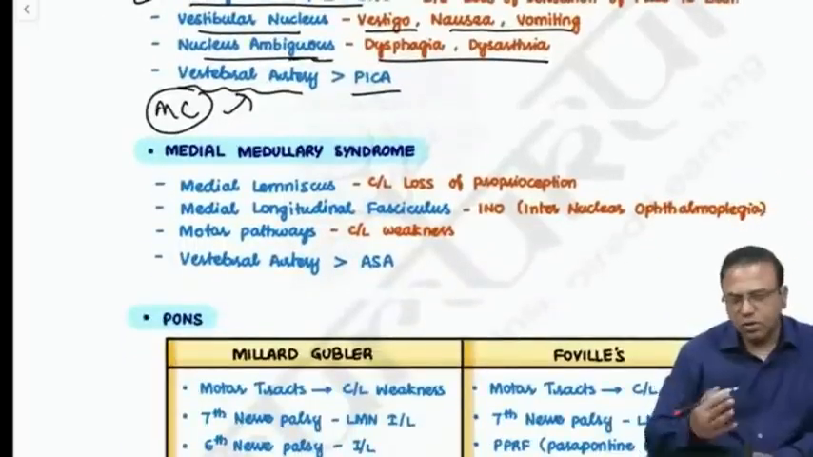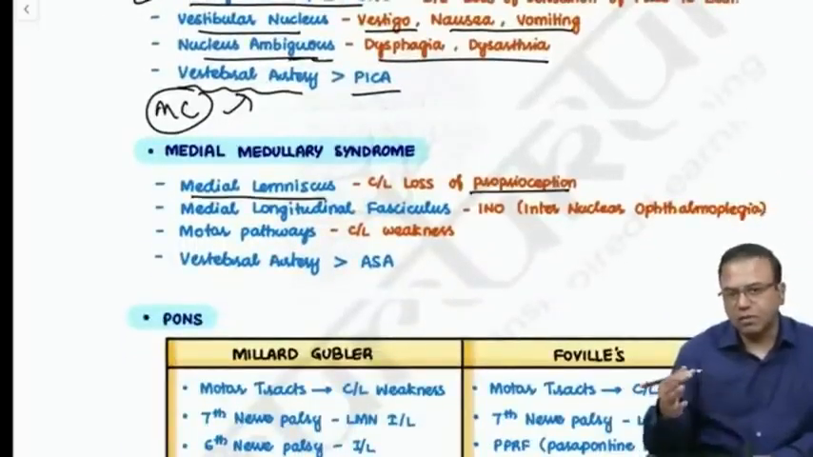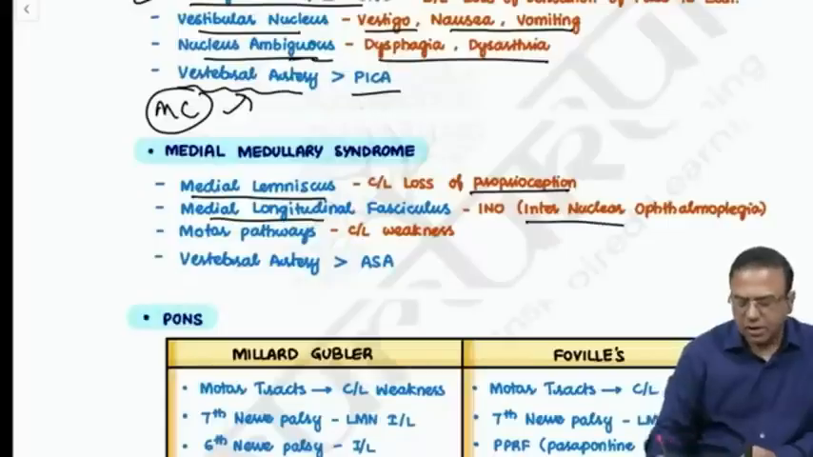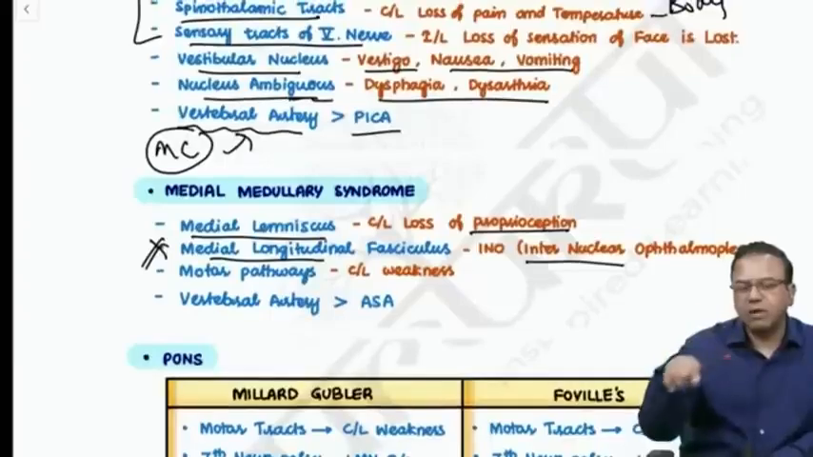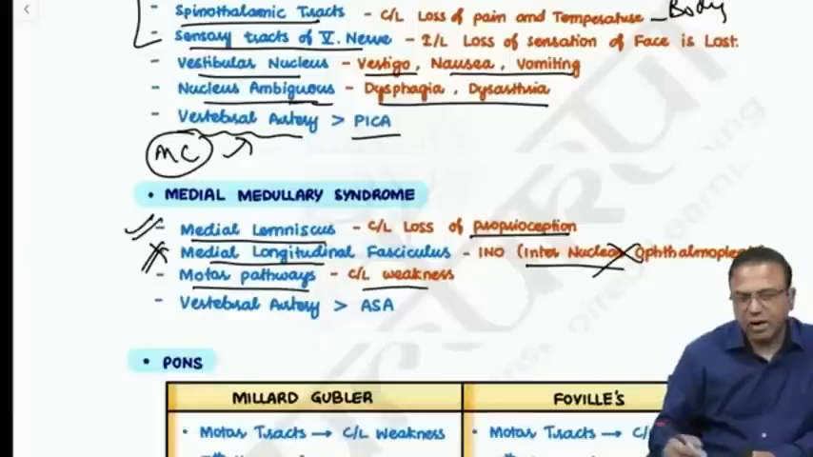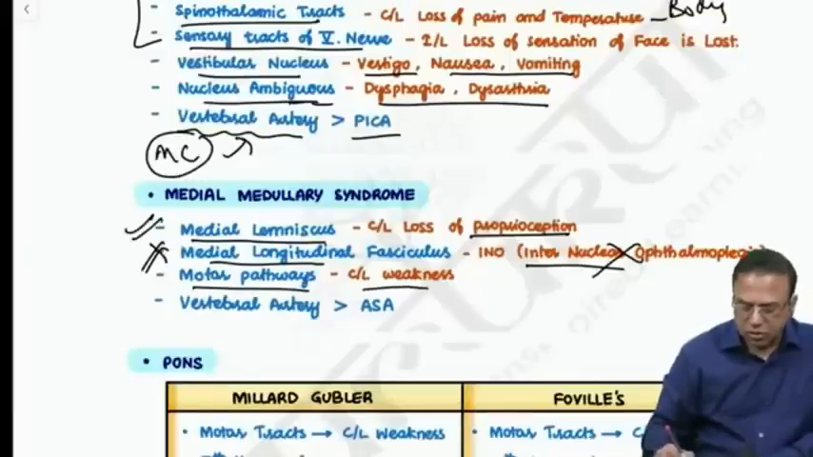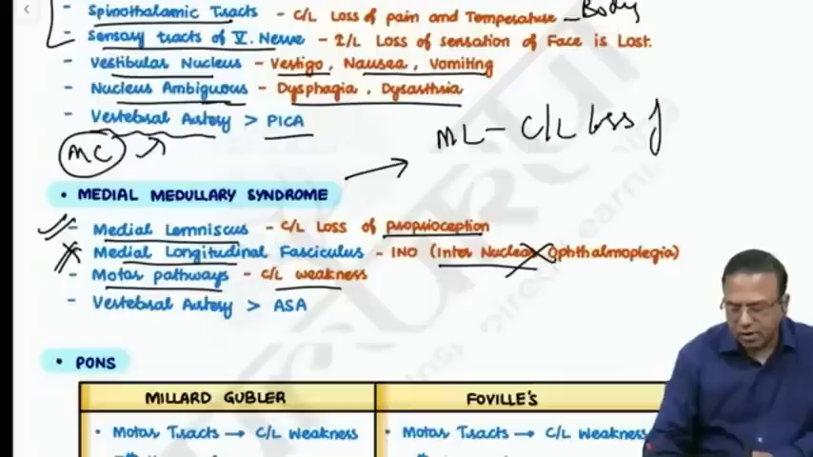Medial medullary syndrome, only 3 things. It is going to involve the medial lemniscus, so contralateral joint position and vibration will go. MLF would result in internuclear ophthalmoplegia, although it's rare in the medulla because MLF connects the midbrain and pons. So this may not really be there, but you get the medial lemniscus, and you will see the motor pathway involved, so contralateral hemiplegia will occur. So the three things in medial medullary syndrome are: one, the medial lemniscus will go, so contralateral loss of proprioception in the body.